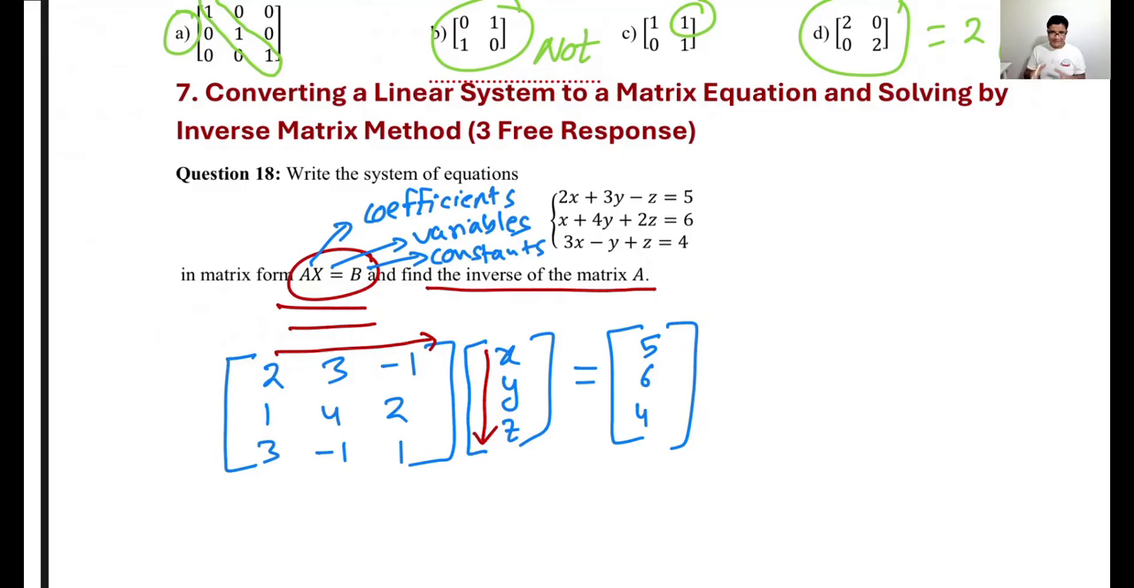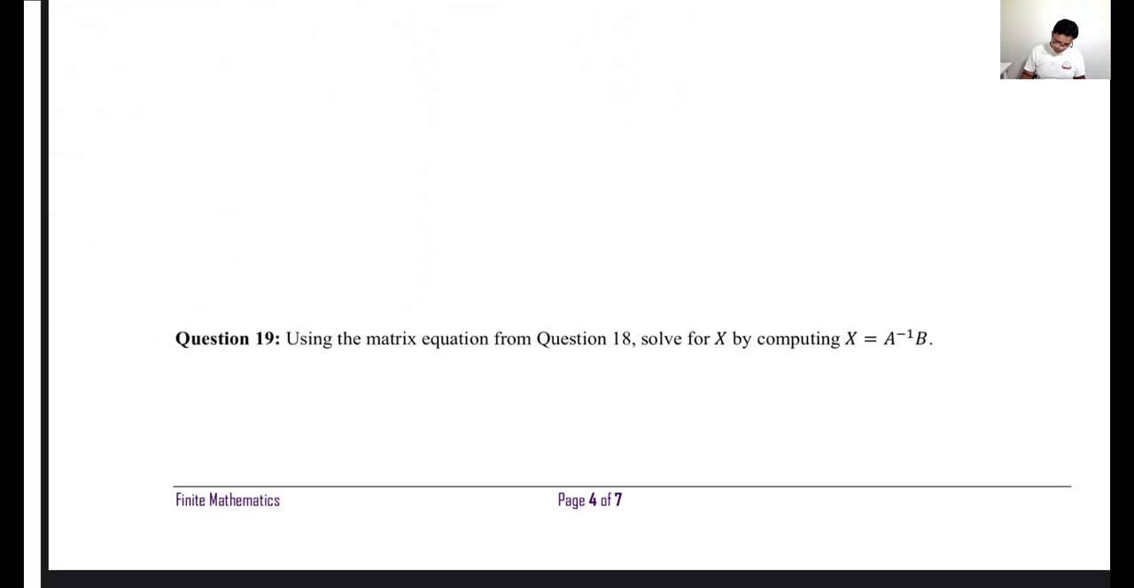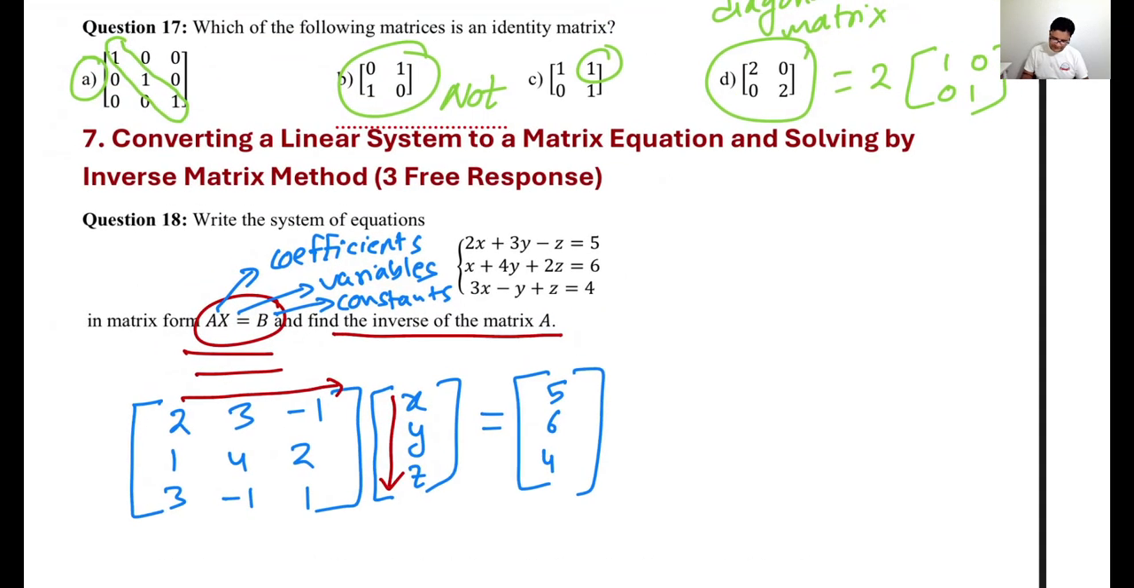Okay, that is the matrix form of the given linear system. We will find the inverse later. And once you find the inverse, you will be doing this question number 19, where you have the inverse. Once you find the inverse, you multiply the inverse with this b here on the right side, and that would be your solution for x, y, and z.